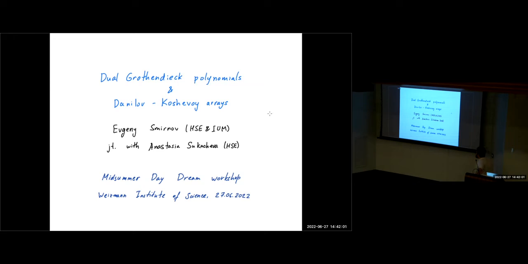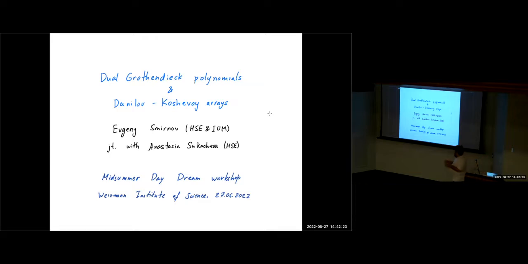I'm going to speak about dual Grothendieck polynomials and Danilov-Koshevoy arrays. This is something we started with my former student Anastasia Sukhachova. And the talk will be mostly about combinatorics. And well, there will be some geometric motivations.